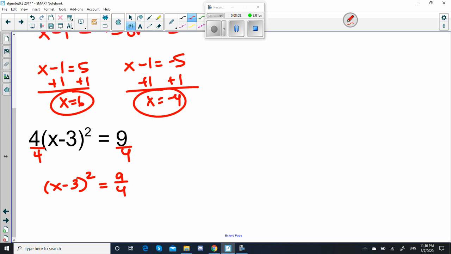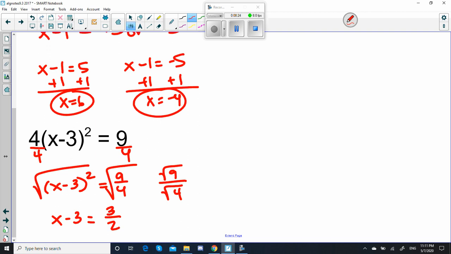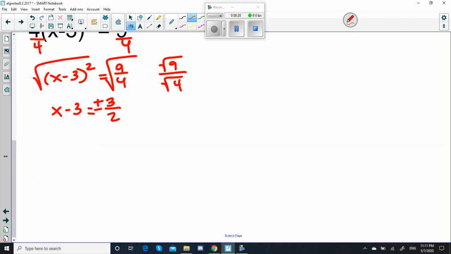So now that the perfect square is isolated, I can take the square root of both sides. So on the left, I get x minus 3. And on the right, I'm taking the square root of 9, and I'm taking the square root of 4. So in the numerator, I have 3, and in the denominator, I have 2. And there's 2 of them, plus or minus. So this is where I can set x minus 3 equal to both of those. So x minus 3 equals negative 3/2 as well. So there's going to be 2 solutions. It's squared, so that makes sense.